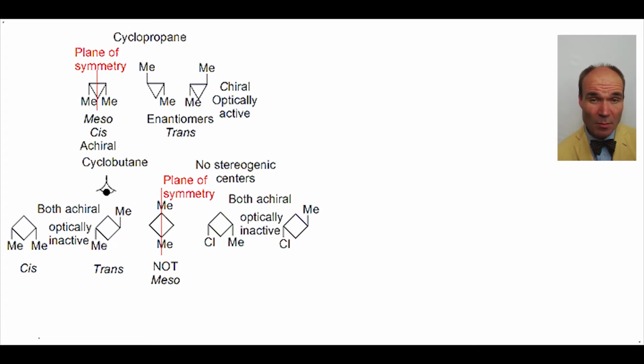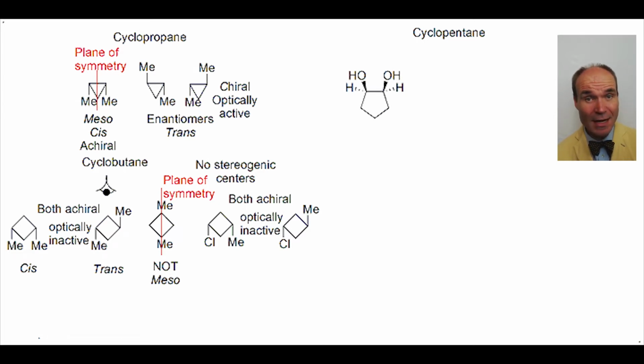Going from 4 carbons to 5 carbons, we will analyze cyclopentane. In this first example, the 1,2 disubstituted pattern, we can hopefully spot a plane of symmetry. What we have here is a meso molecule with substituents in a cis relationship to each other, and thus the compound is achiral. That isn't the only possible arrangement.